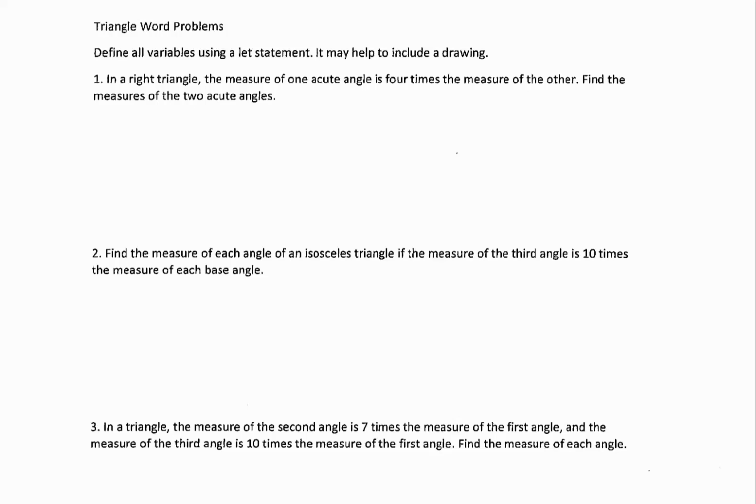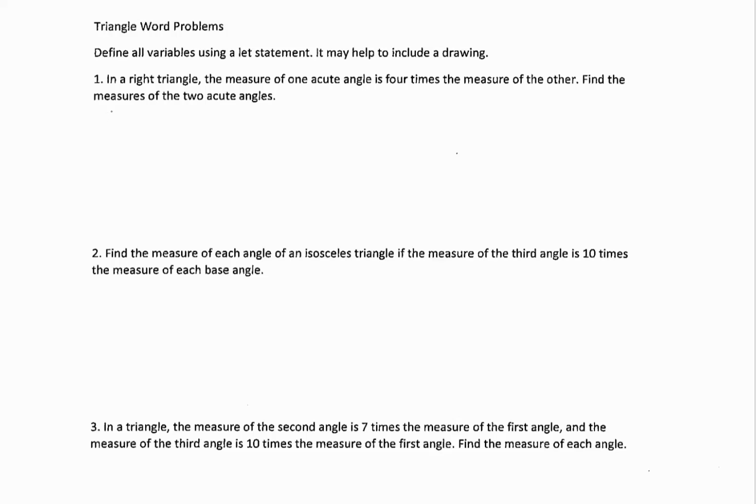Okay, so this time we're going to be talking about triangle word problems. And you have to remember when you're doing triangles, triangles always add up to 180 degrees. Okay, so let's go ahead and read this first one. In a right triangle, the measure of one acute angle is 4 times the measure of the other. Find the measure of the two acute angles.